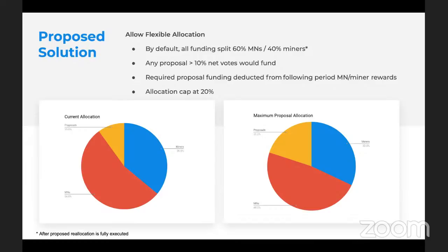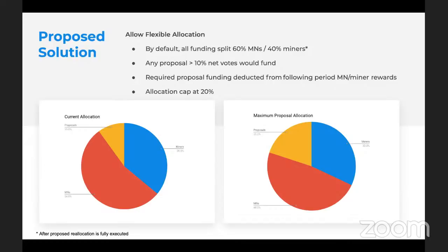If the maximum proposal allocation were to occur of 20%, what would that mean? Well, it would mean that the masternodes would receive 60% of the remainder, and miners would receive 40% of the remainder. So we'd see a 20%, 48% to the masternodes, and 32% to the miners.